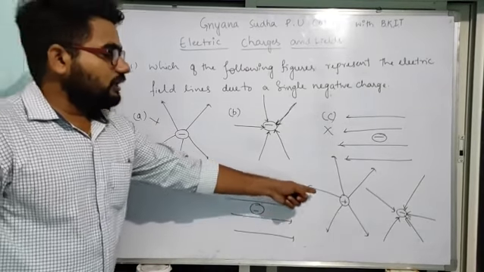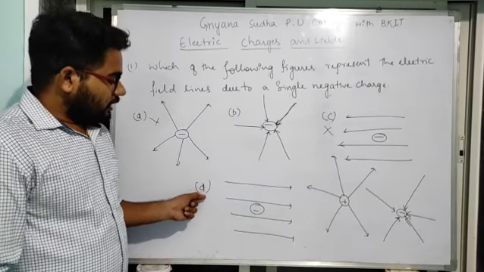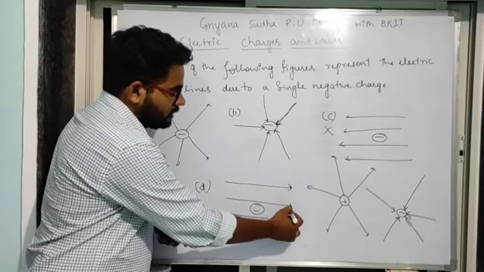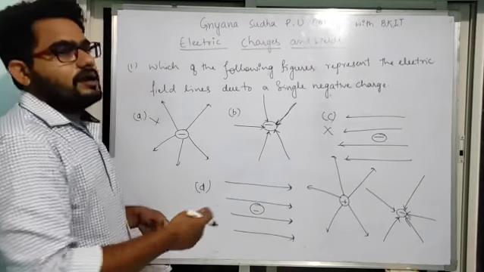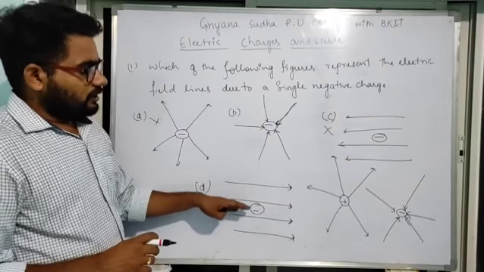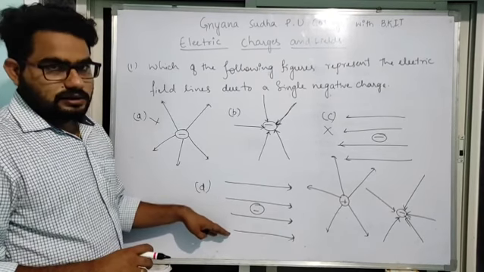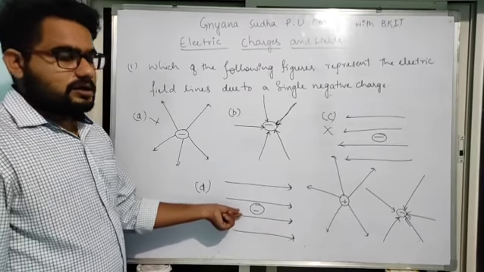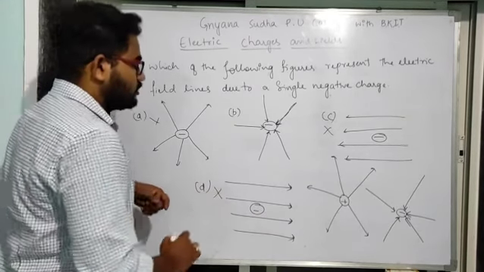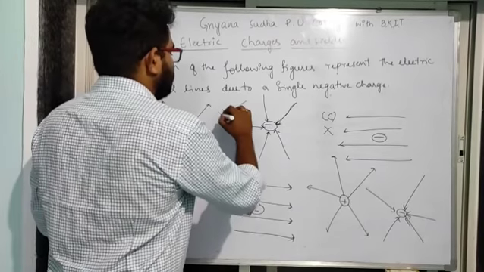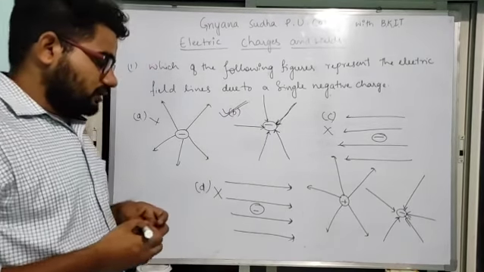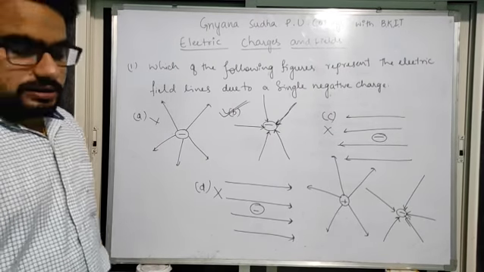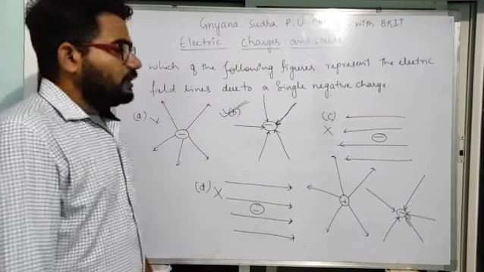In positive direction they will be moving outward, and in option D there are field lines in the direction of the right side, right? They are uniform, moving parallel to each other, and there is a negative charge in between. So this can't be true. So that's why B is our option. This type of question they will give in a CET exam on electric field lines. Okay.